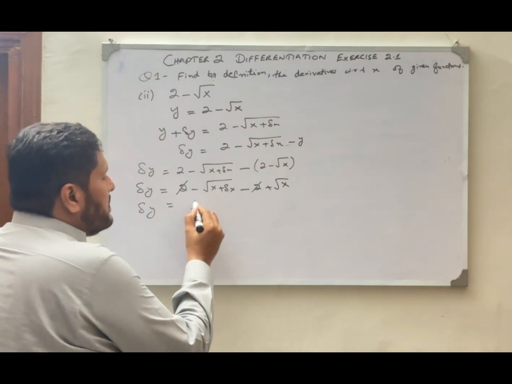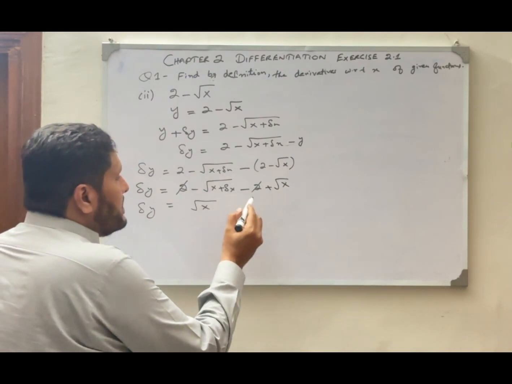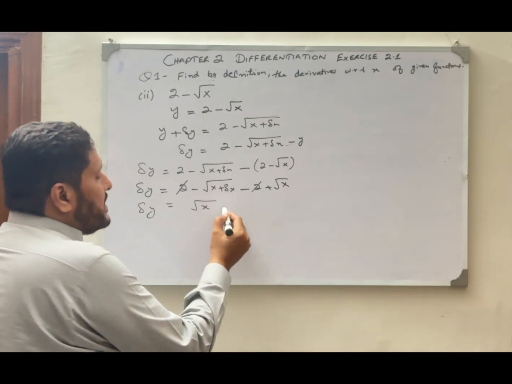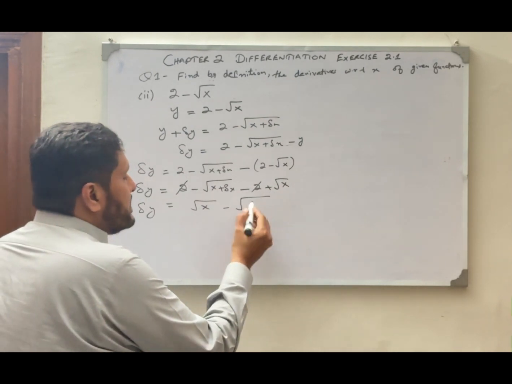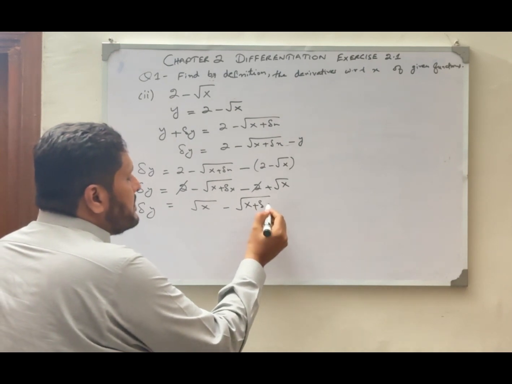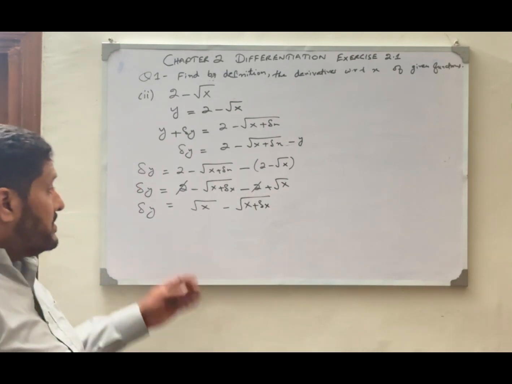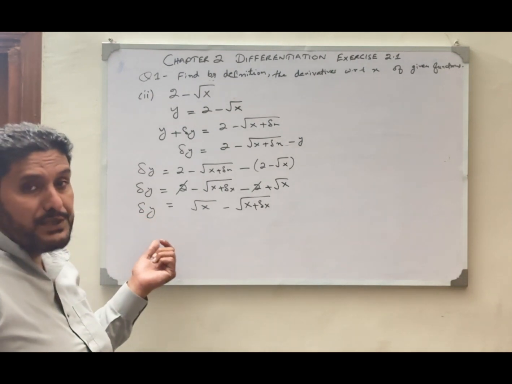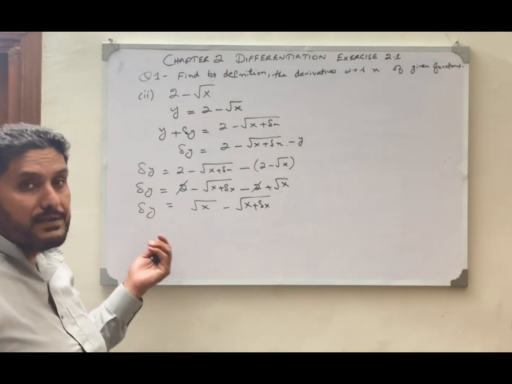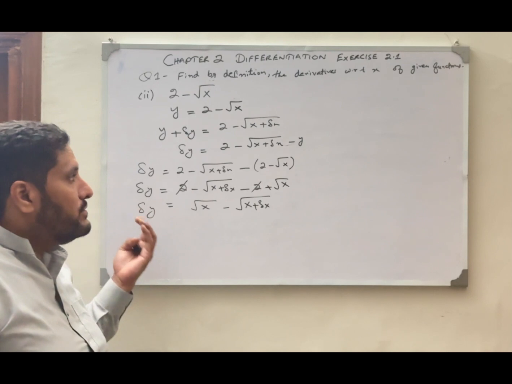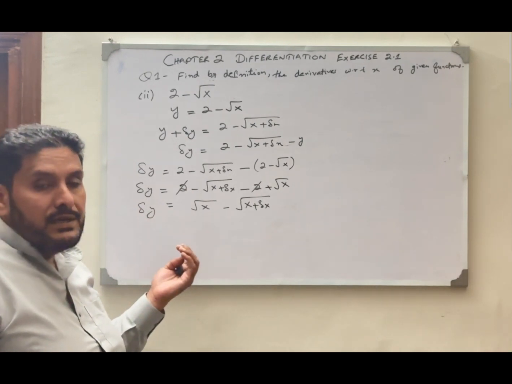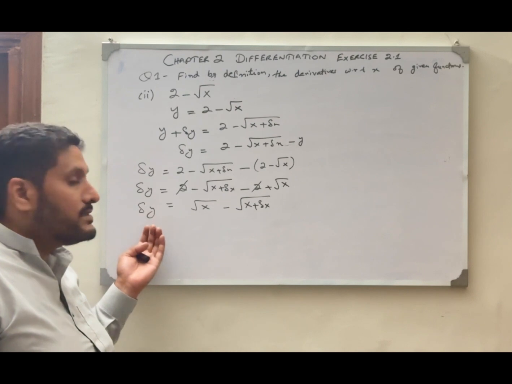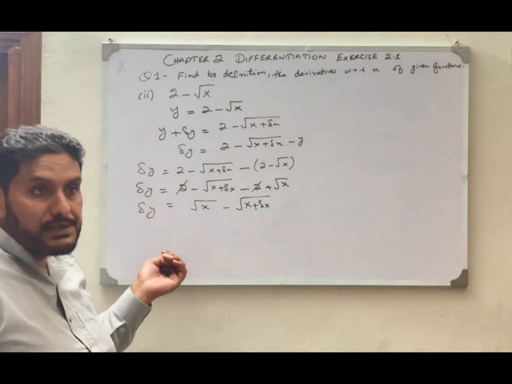and the remaining function is delta y is equal to square root of x. This is positive, so we write it first, and then this is negative, we write it as the second function, x plus delta x. So this is our delta y. Now we have to simplify this one, and then after simplification we move towards the third step, in which we have to divide by delta x on both sides of the equation.